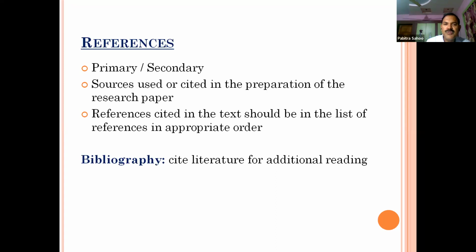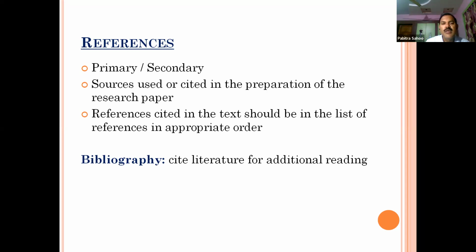The sources used or cited in the preparation of the research paper are included at the end of your article or manuscript in the references. References cited in the text should be in the list of references in the appropriate order. You should not present them haphazardly, like five references first cited, then 10, then 1. It should not be like that. Your references should be sequential in order.